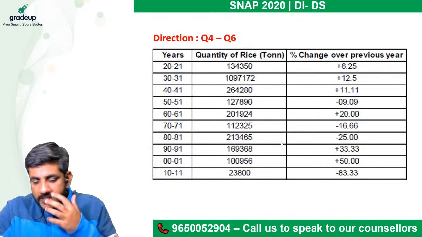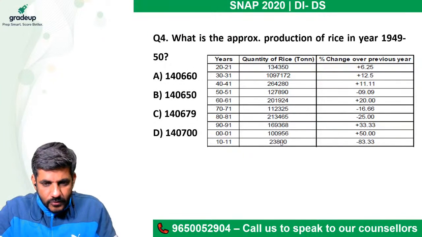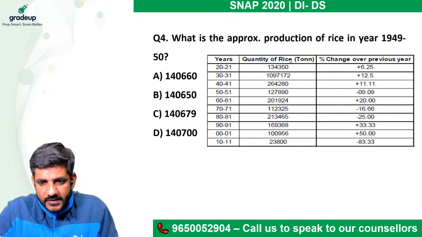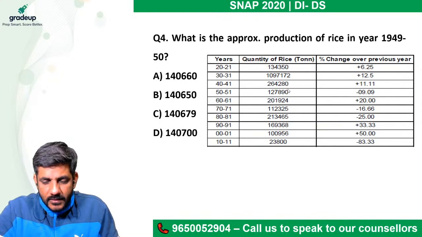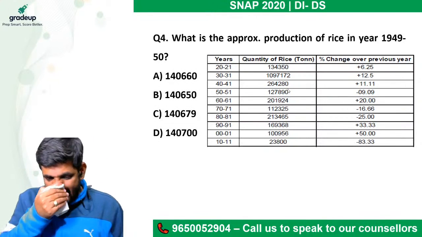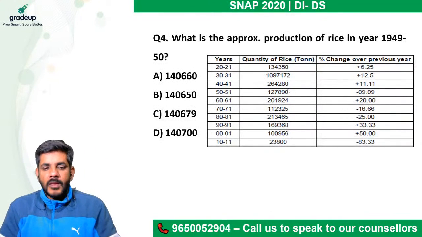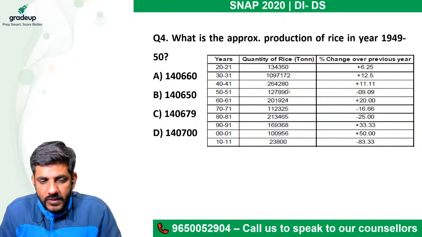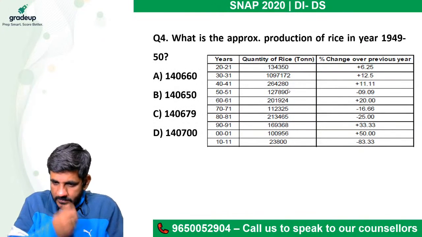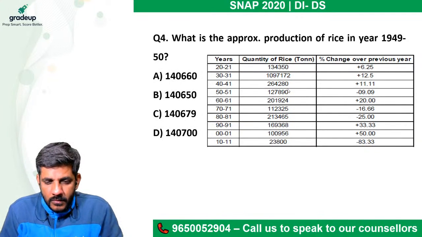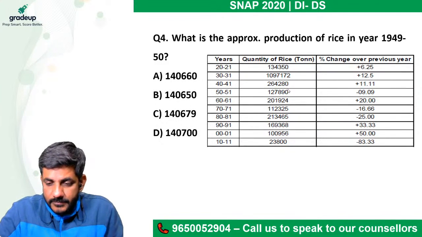So I hope all of you have seen the data. So here is the first question on this. Answer this question, guys. Let me see who answers first. What is the approximate production of rice in year 1949-50? The options are too close.